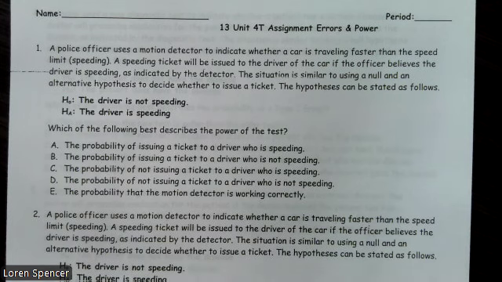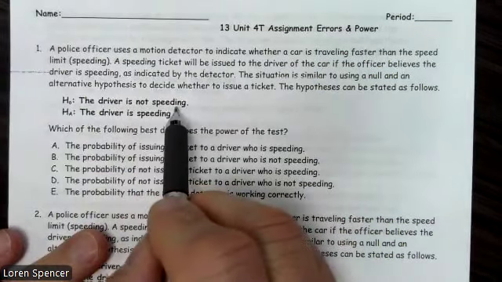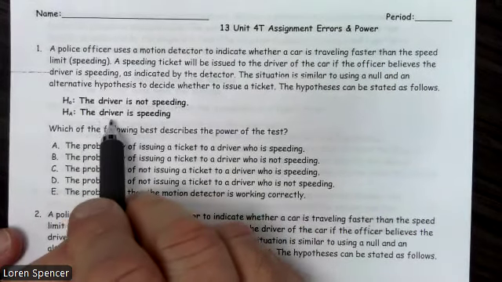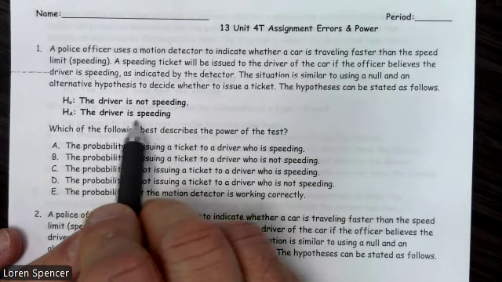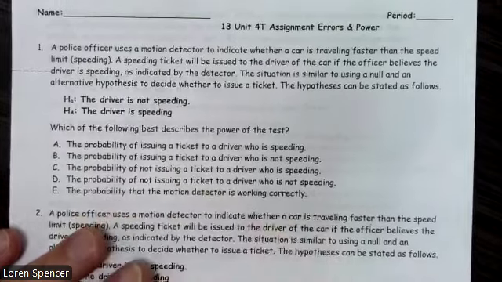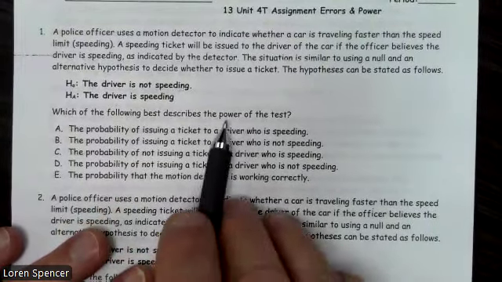So a police officer uses a motion detector to indicate whether a car is traveling faster than the speed limit. A speeding ticket is issued to the driver of the car if the officer believes the driver is speeding, as indicated by the detector. The situation is similar to using a null and alternative hypothesis to decide whether to issue a ticket. The hypothesis can be stated as follows. The null: the driver is not speeding. Remember, in a court of law, they're innocent unless we find enough evidence. The motion detector says they're speeding, so the driver is speeding would be the alternative. Okay? So which of the following describes power of the test?